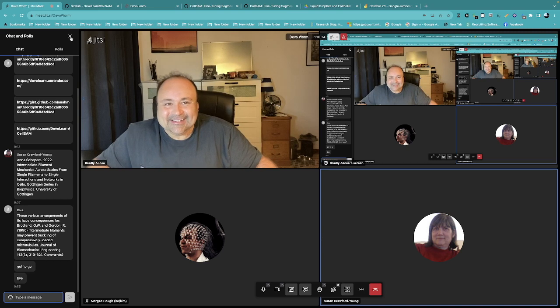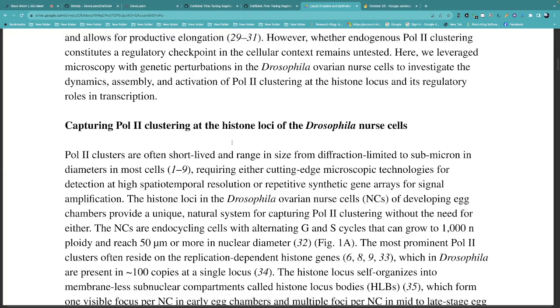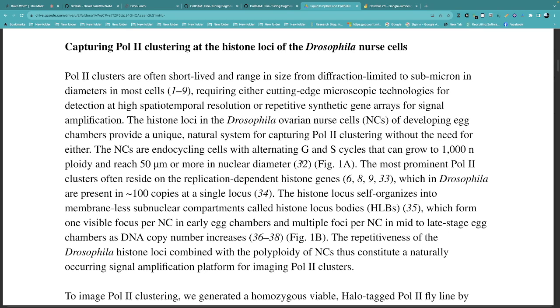All right. So let's go back to the liquid droplets paper, just to finish up on it. Basically what happens is that these clusters play a role in transcription, and they're involved, of course, differentially in different cell cycles.